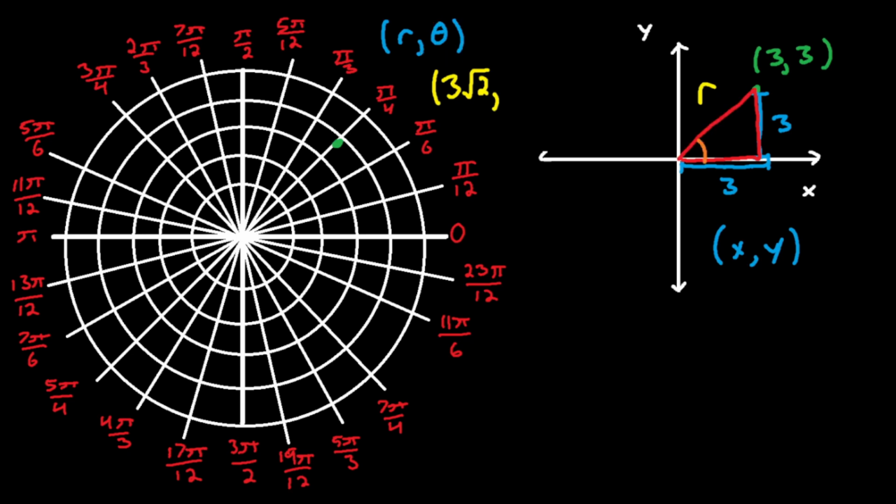And what does that mean? Well, it means this angle right here. So this guy is going to be the angle of your polar coordinate. So what's the angle of this? Well, in order to solve for that, we need to use inverse tangent.